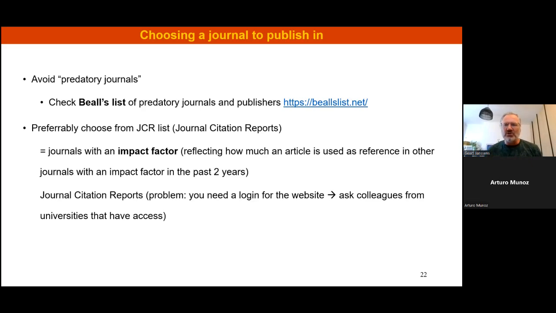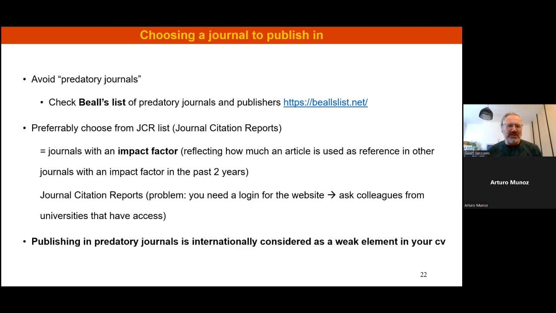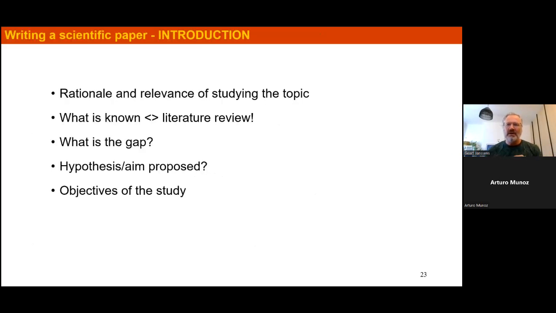But it's good to check that. Publishing in predatory journals can be very easy, but when you want to have international collaboration or even want to move internationally, it's typically considered a weak element on your CV. You might think, I have lots of publications, but people will judge that as a negative point rather than a positive point. So it's good to check that.